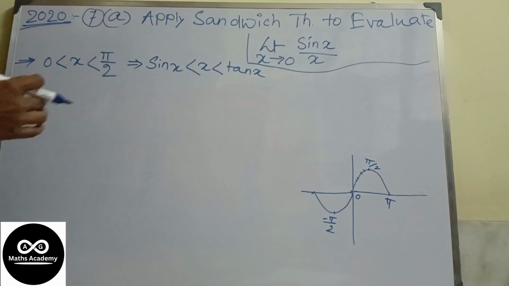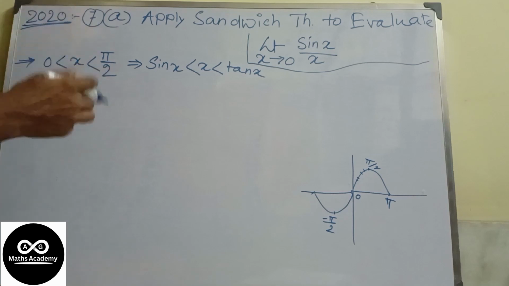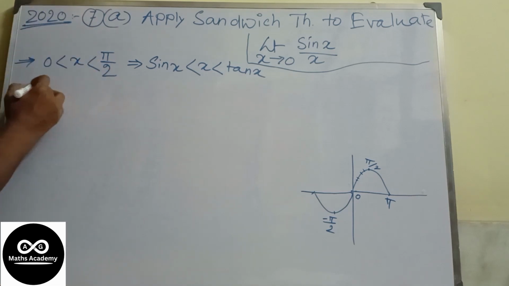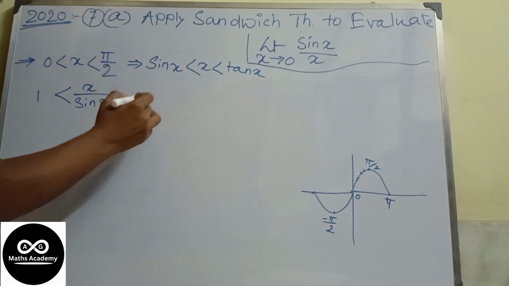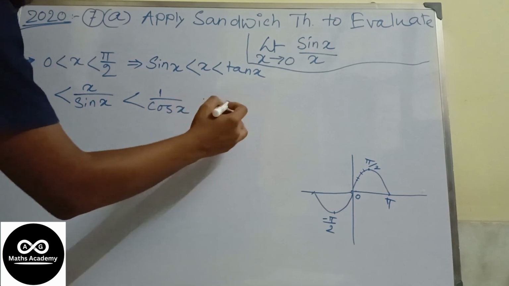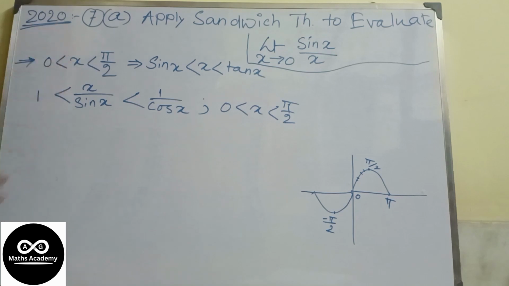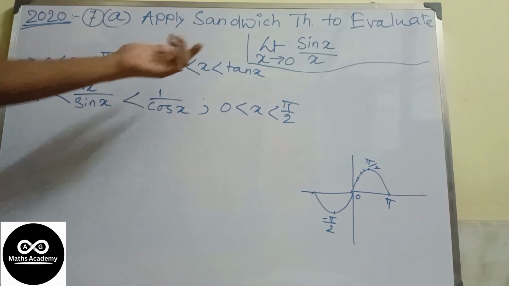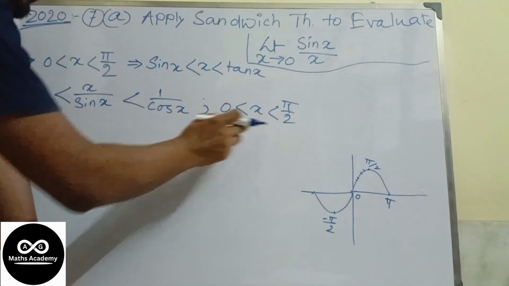Now we are going to divide each of the terms by sin x. Then it will become 1 less than x by sin x, which is less than 1 by cos x, where x is in between 0 and pi by 2. Now watch carefully. I divided each term with sin x, where x is inside this region, 0 to pi by 2.